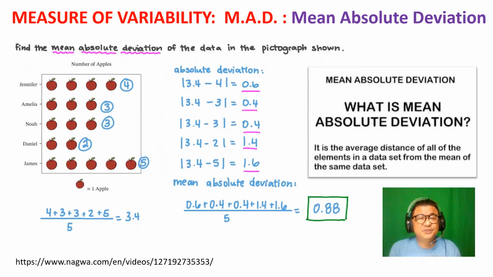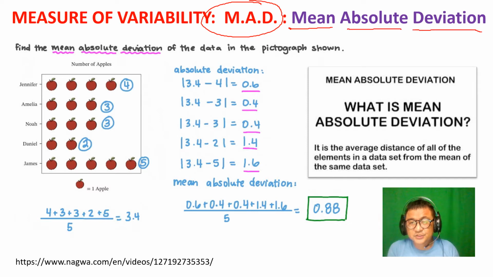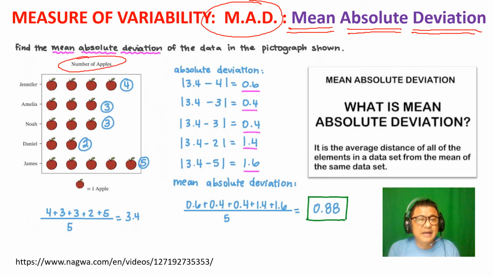And then another measure of variability, a new one, is called the MAD. M-A-D means mean absolute deviation. So three important words. I will use the mean. I will use the absolute value, meaning I don't need negative values, just the positive values. And then deviation, how far away is it from the mean? Now, check this out. Suppose you have data which is the number of apples eaten or sold. 4 apples for Jennifer, Amelia 3, Noah 3, Daniel 2, and James 5. These are the numbers in our data set.